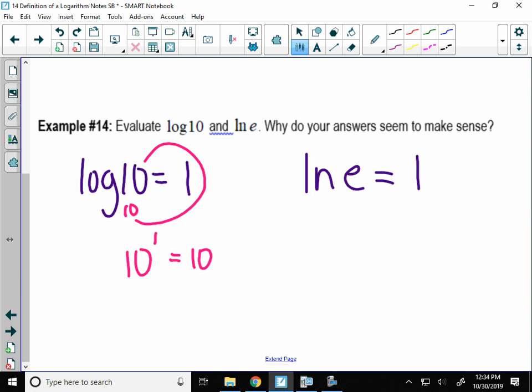What's this saying as an exponential? e to the first equals e. So knowing those rules, that log of 10 is 1 and natural log of e is 1, will help us starting on Friday. It'll help you once in a while, but it is good to know. It'll be a shortcut for you.